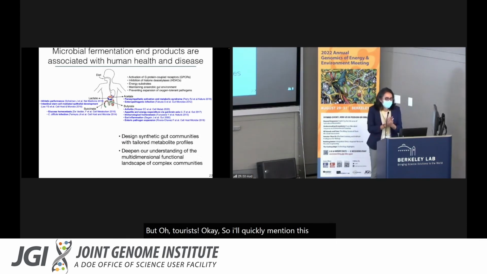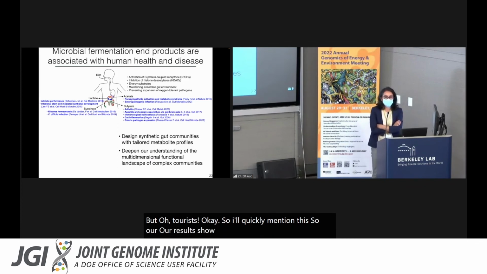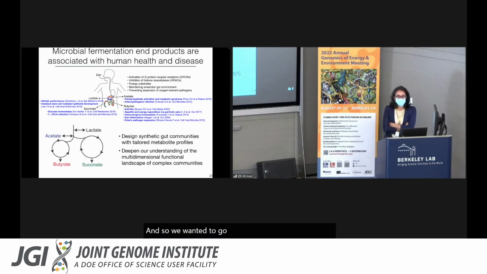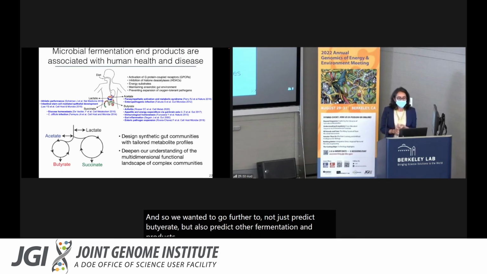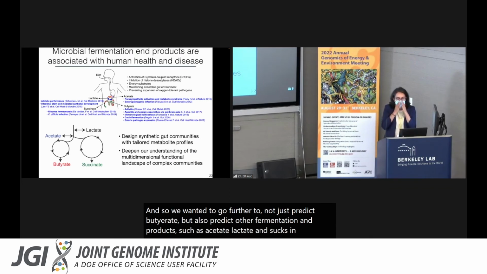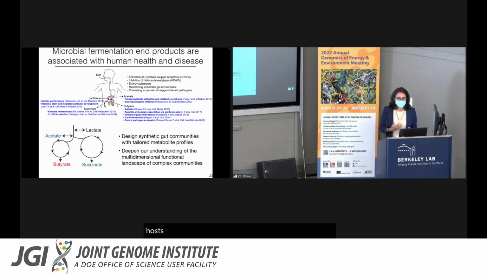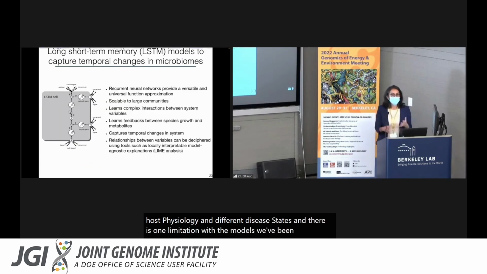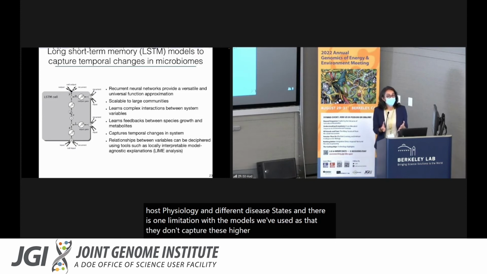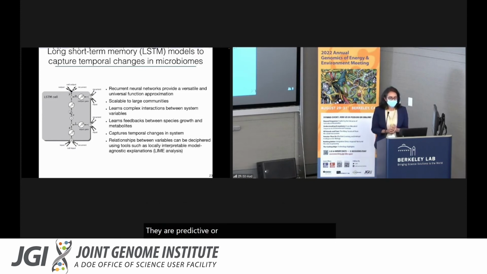So our results showed that higher order interactions were really important for butyrate production. And so we wanted to go further to not just predict butyrate, but also predict other fermentation end products such as acetate, lactate, and succinate, which are also linked to a variety of different host physiology and different disease states. And there's one limitation with the models we've used, which is that they don't capture these higher order interactions. They are predictive, and we're able to decipher meaningful interactions.